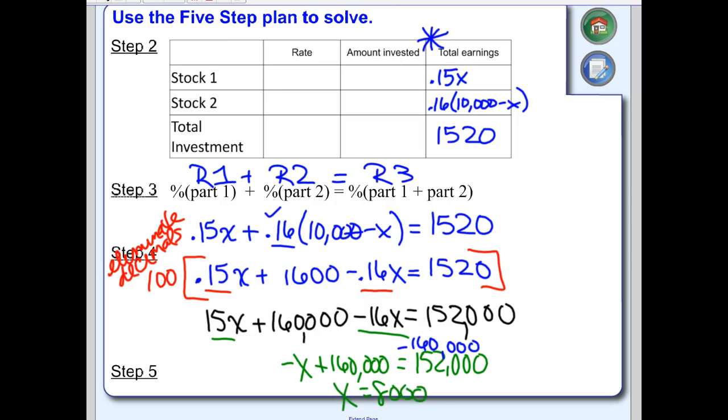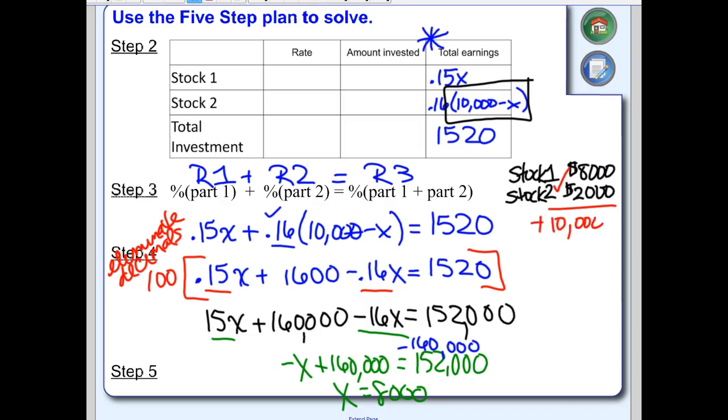Okay? Now, we found x, but what's the question? Well, we got to figure out how much he invested in each. So if stock 1 is x, we realize he invested $8,000 in stock 1. Stock 2, how do we find stock 2? Right, we got to go back to the let statement. What's 10,000 minus 8,000? That's going to be 2,000. So we just answered the question. And how do I check it? Well, the easiest way, if I add his investments, we get $10,000. Great job.